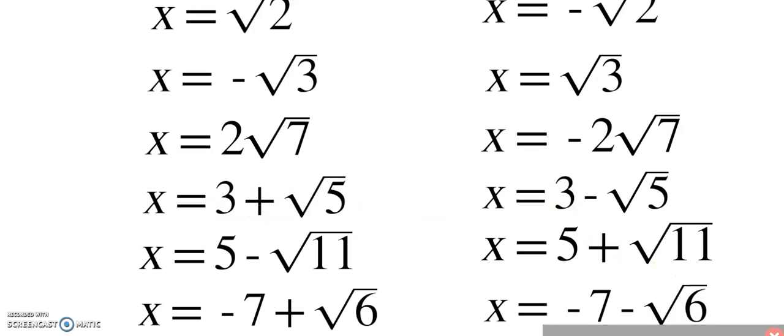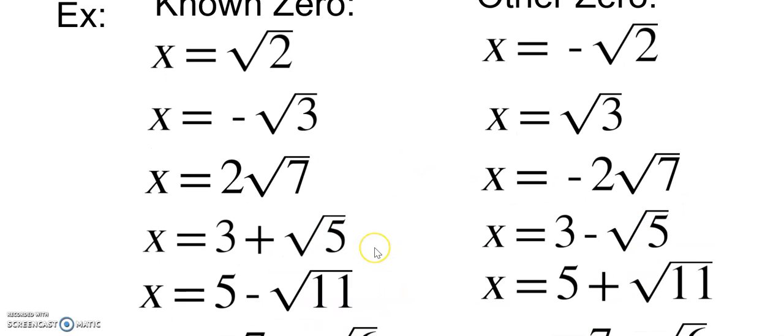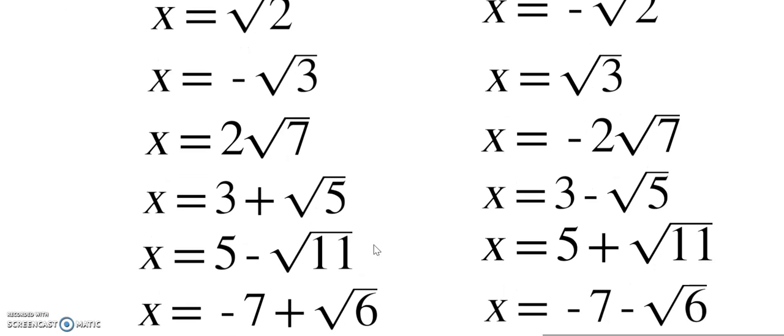If negative 7 plus root 6 is a 0, then negative 7 minus root 6 is also a 0. So notice the negative 7 sign didn't change. So these are conjugates. That's what we want to understand about irrational roots. Also notice these were all square roots. That's not going to be a huge deal for this class. Just, from a mathematical point of view, that's an important thing to note.